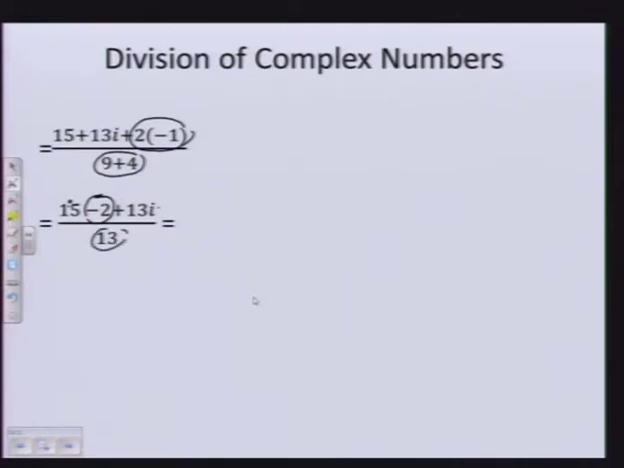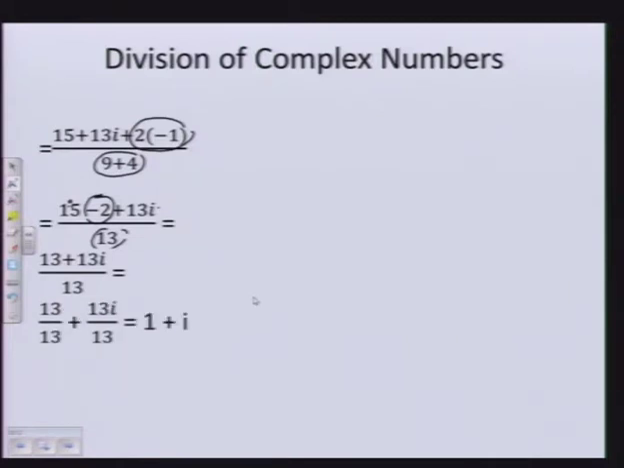All right, well, we're almost there. Next, we're going to take 15 minus 2 gives us 13, again in the numerator. So we have 13 plus 13i all over 13. We've got i's in there, so we have to remember that we have a complex number here. So we need to put this in standard form.